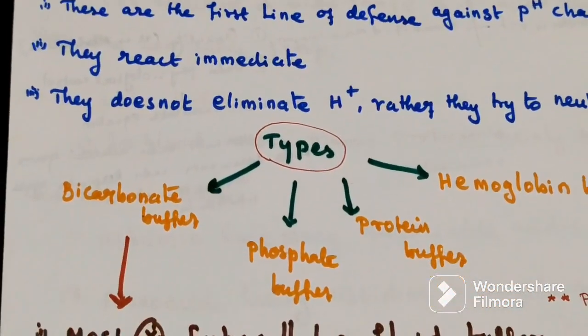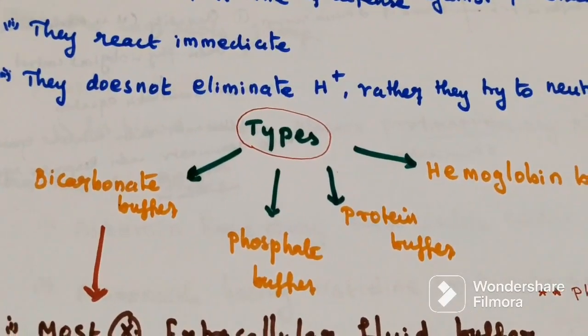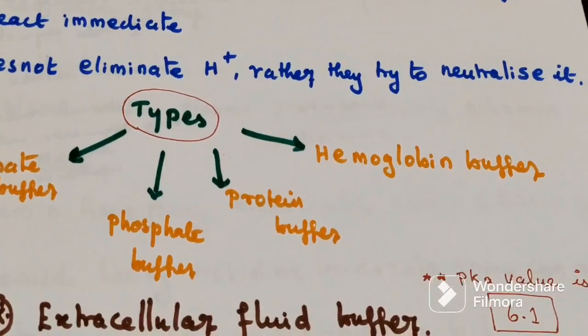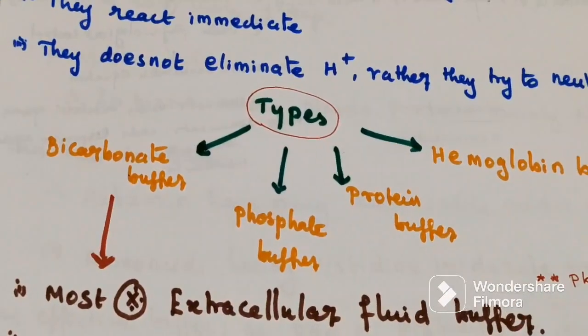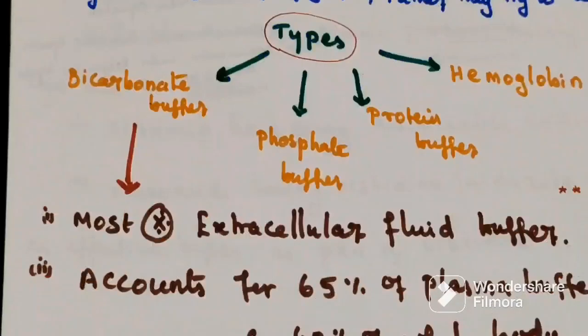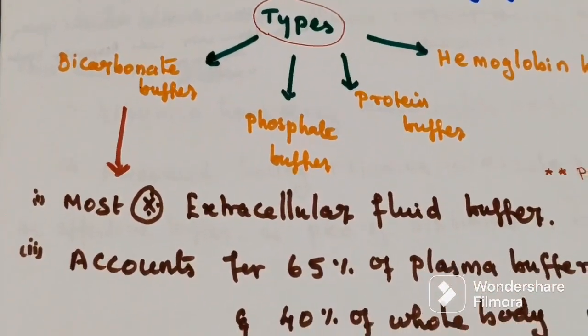They have four different types of chemical buffer. One is bicarbonate buffer, second is phosphate, third is protein buffer, fourth is hemoglobin buffer. First one is bicarbonate buffer.